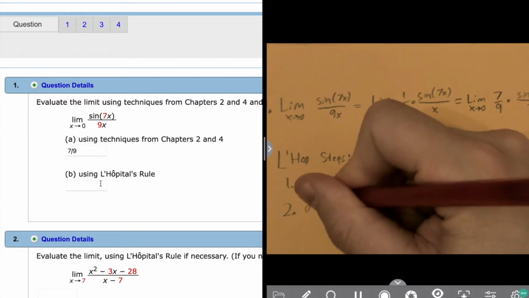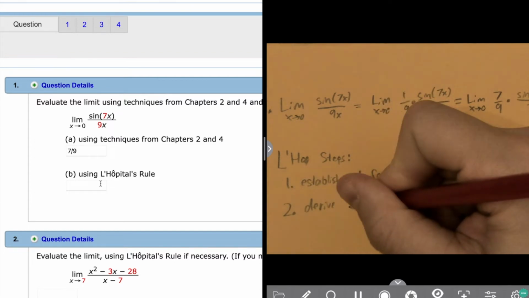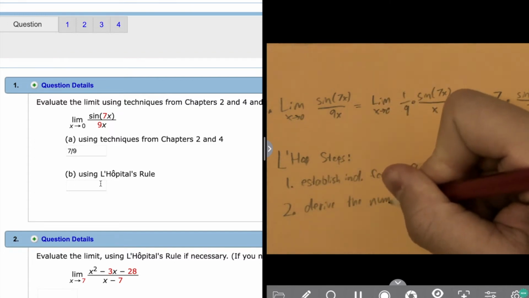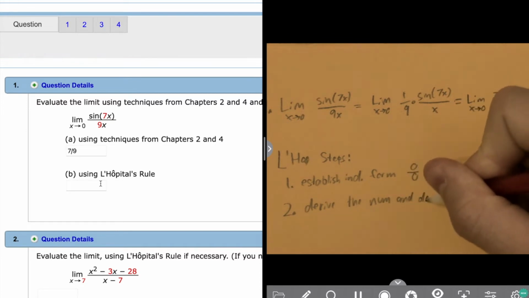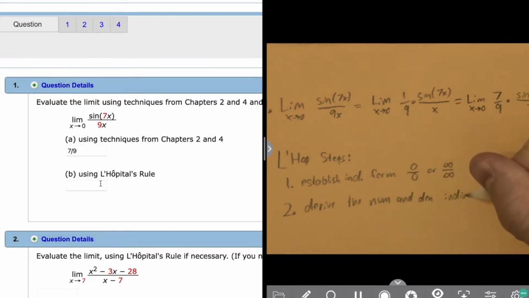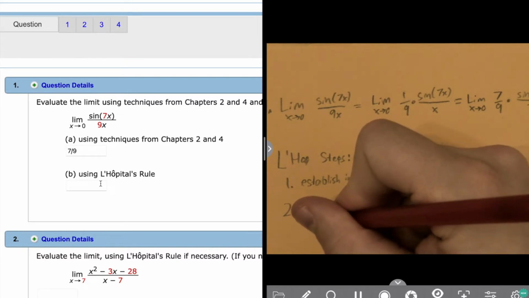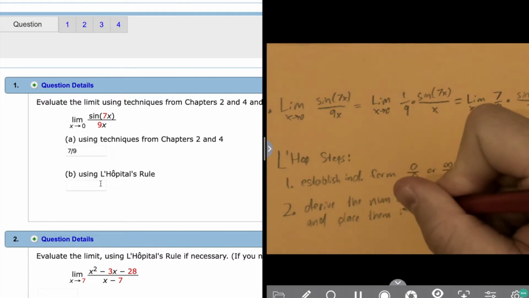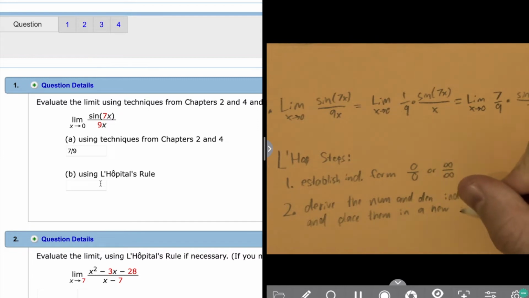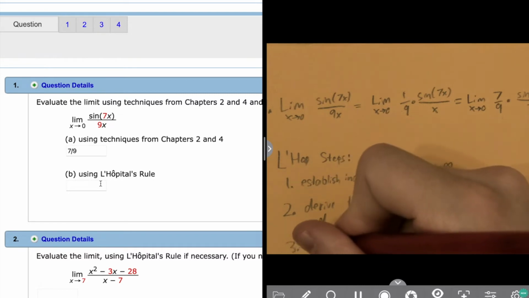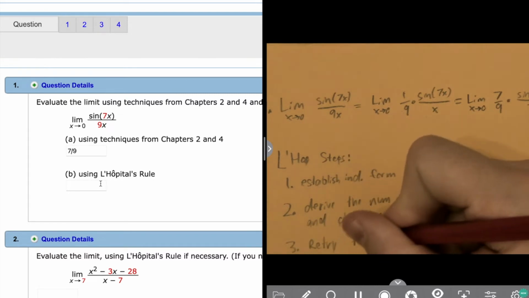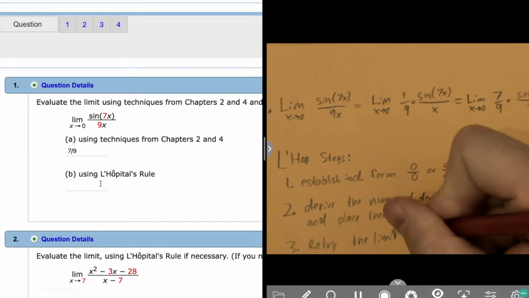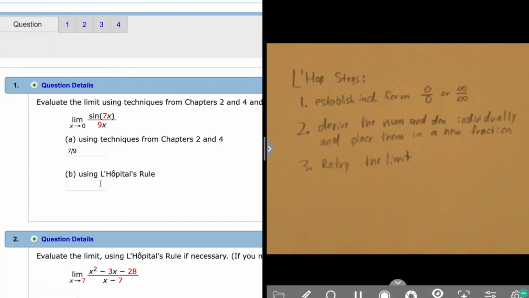We are then going to derive the numerator and denominator individually and place them in a new fraction. And then 3 is retry the limit. All right, so let's see this in practice.